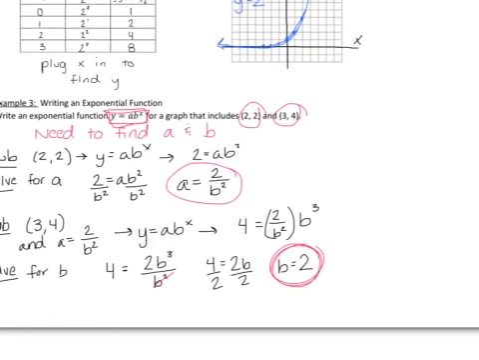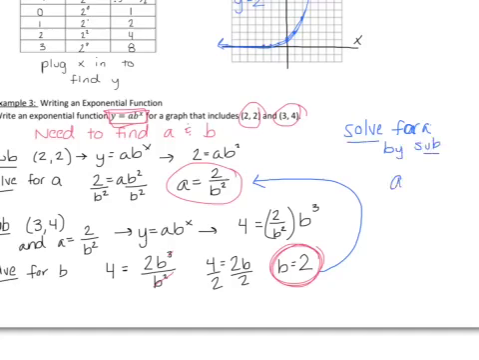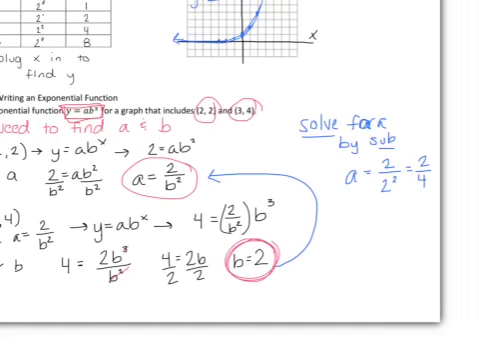Okay, so what do you think we should do now? Plug 2 into the equation. Yeah, so solve for A now. Solve for A by substituting. So I'm going to get A equals 2 divided by 2 squared. So 2 over 4, which is 1/2. Yay, we found both of them.